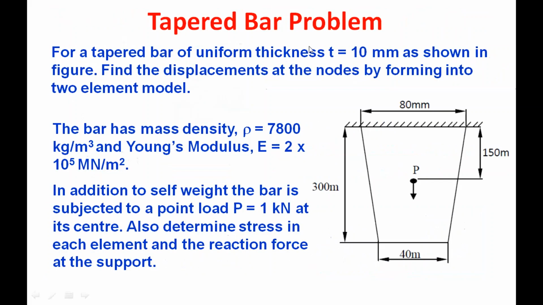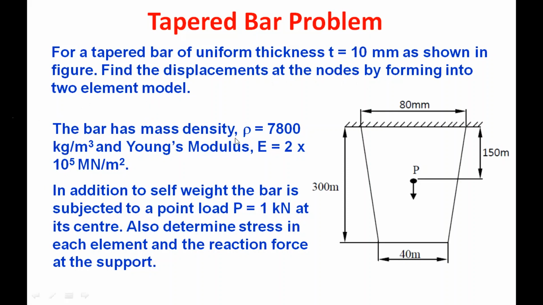This is the tapered bar problem considered for today's class. For a tapered bar of uniform thickness T equal to 10 mm as shown in figure, find the displacement at the nodes by forming into two element model. We have to use a finite element model with two elements.